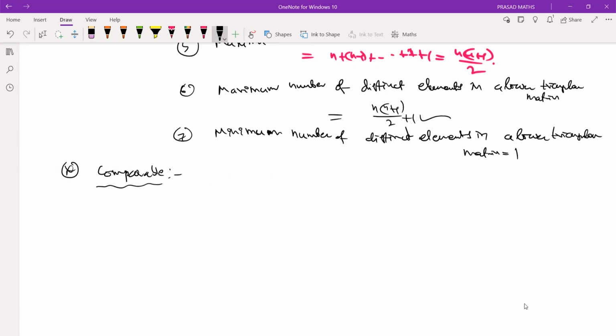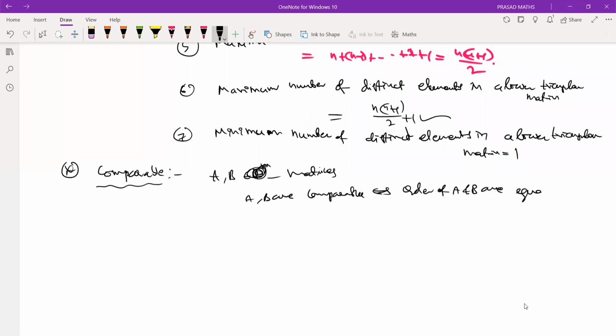When do you say that two matrices are comparable? We say that A and B are comparable if and only if the order of the matrices, the order of A and B, are the same, are equal. So A and B are m cross n matrices.